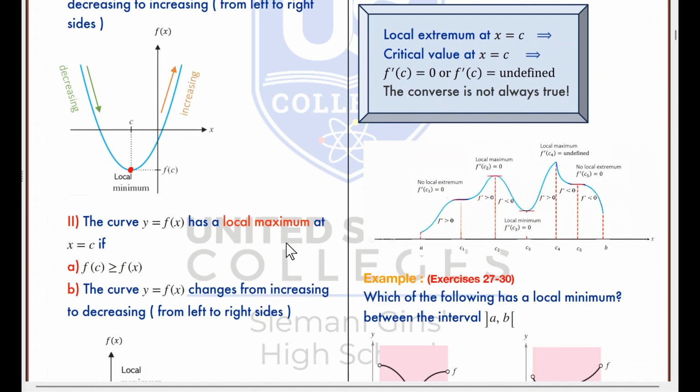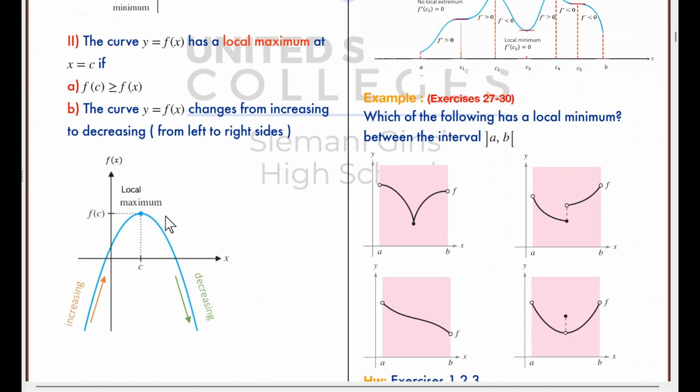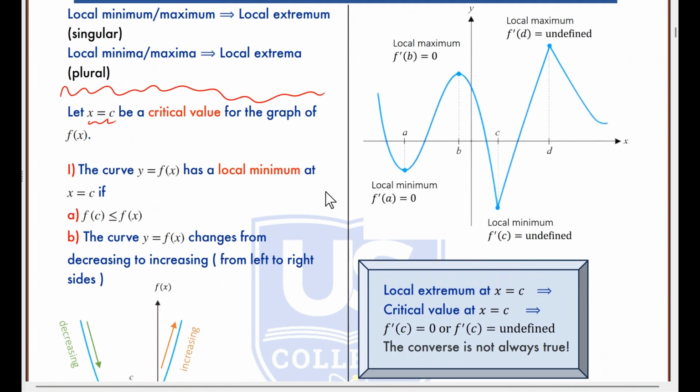What about maximum? We must have a critical value, of course, and then we have a local maximum if this point is the highest point around in the neighborhood. If this is the highest point on this graph, then we can say it's a local maximum. In other words, if the graph is changing from increasing to decreasing, then a local maximum occurs. Now let's take a look at an example. In this graph, let's identify minimum and maximum points.